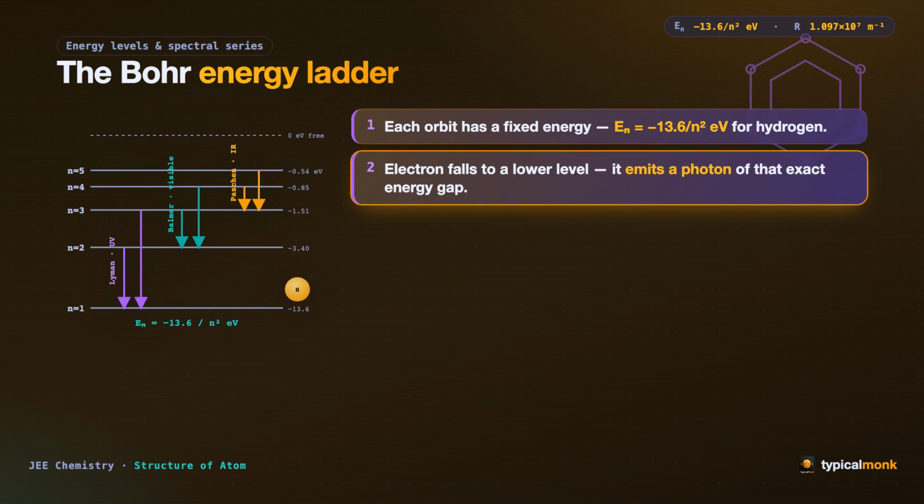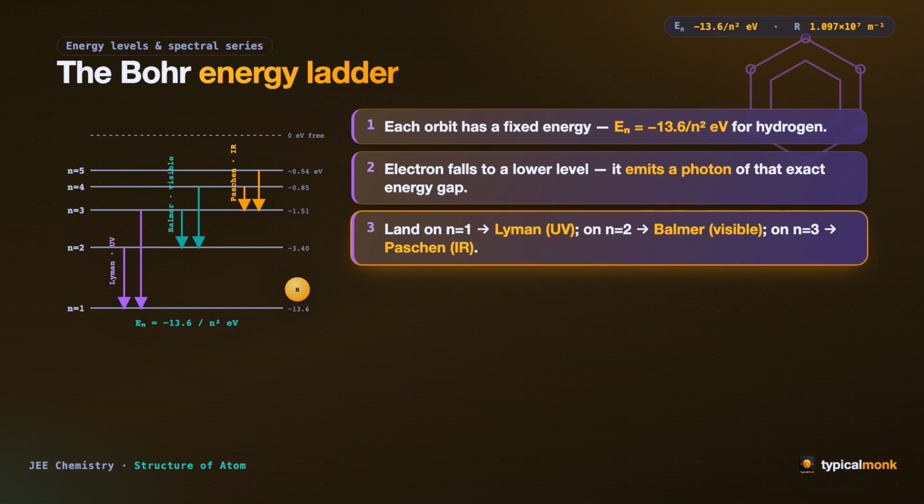Second, here is where light comes from. When an electron falls from a higher rung to a lower one, it gives out a photon, a packet of light whose energy is exactly the gap between the two rungs. Third, the landing rung decides the family of light. Land on the first level and you get the Lyman series, in the ultraviolet. Land on the second, the Balmer series, visible light. Land on the third, the Paschen series, in the infrared.